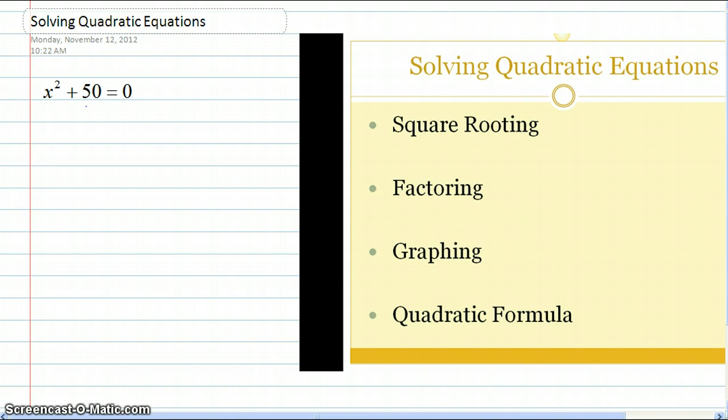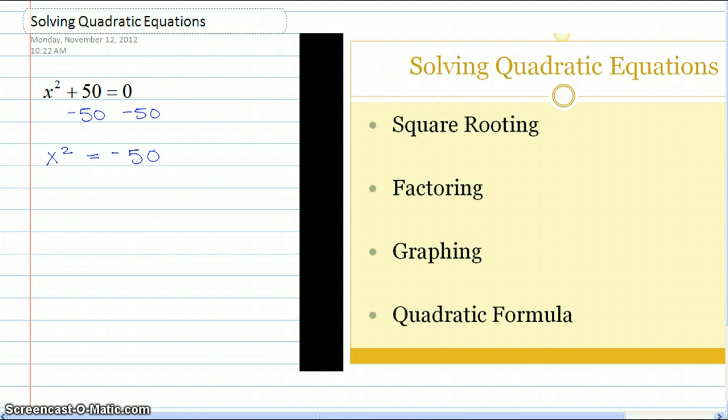So the steps that we would use to solve using the square rooting method would be to isolate, or get, this x squared by itself. In order to isolate it, in this case, subtract the 50 from both sides. So now we have x squared all by itself on the left, and it equals a negative 50.